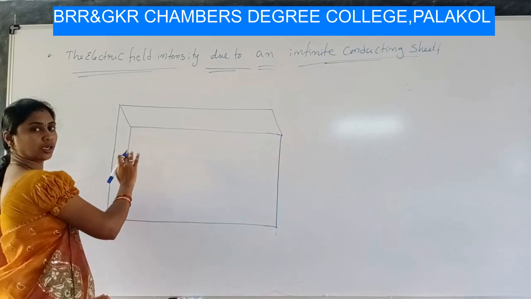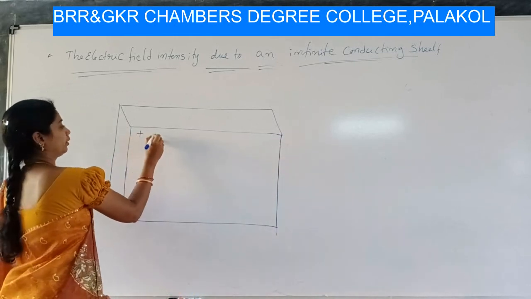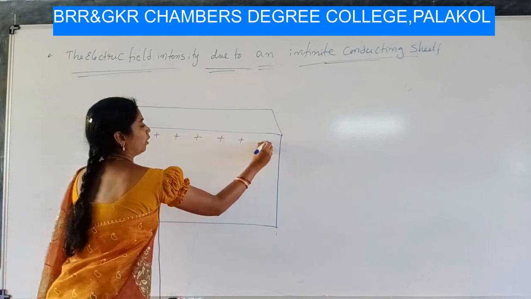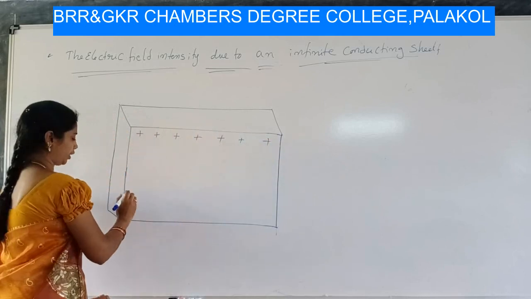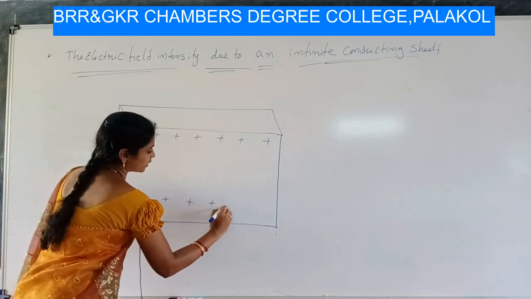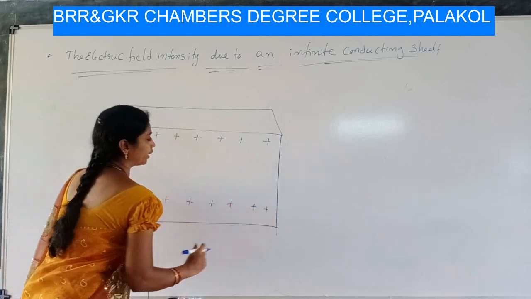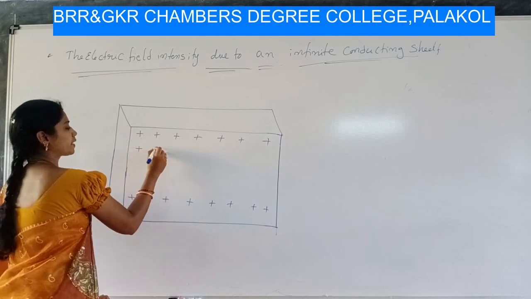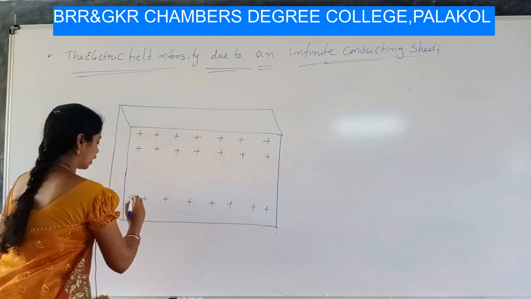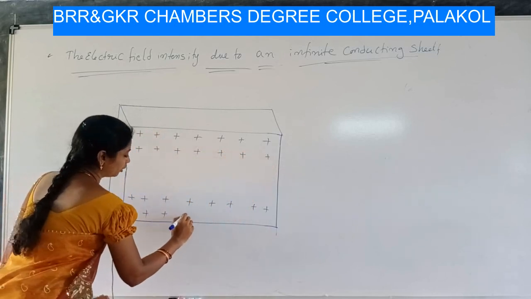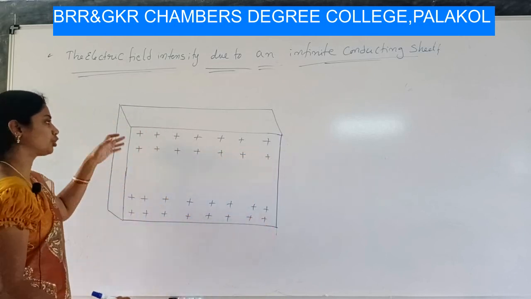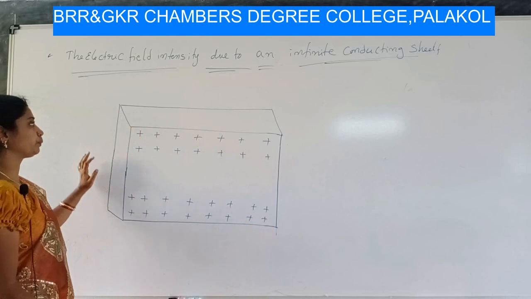Consider this as a charged conducting sheet. Here the charge Q is uniformly distributed on the surface of this conducting sheet. The charge resides only on the surface, and there is no charge inside this conducting sheet.